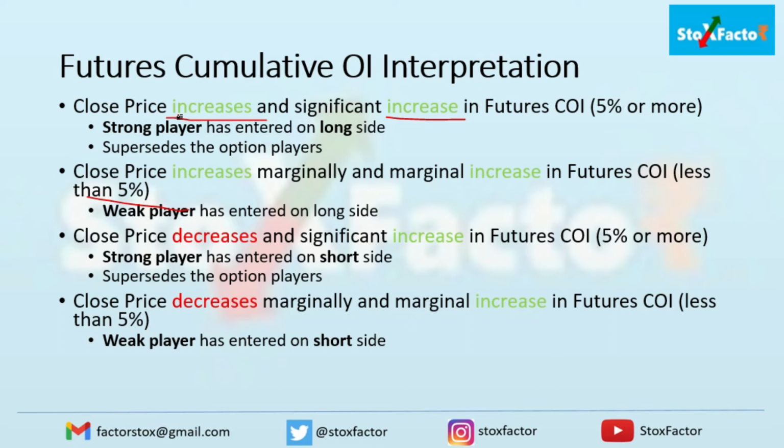Then comes the third case, where the close price decreases significantly and there is a significant increase in futures OI, 5% or more. So the price decreases and the OI increases. It means the strong player has entered on the short side. And similarly, the fourth case, where the close price decreases marginally and there is a marginal increase in futures OI. It means a weak player has entered on the short side, and you would not want to follow this player unless you find out that a strong player has entered and now has the tendency to move that particular stock in that particular direction.